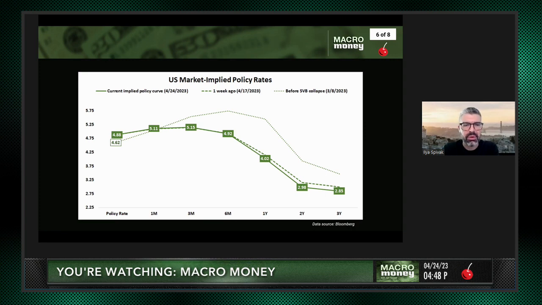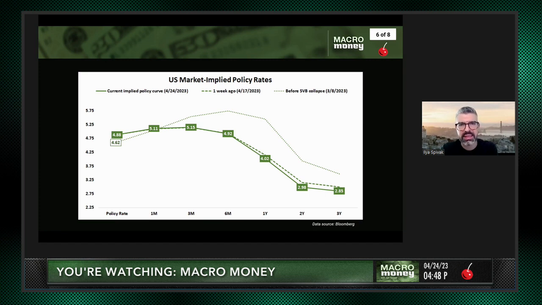So you can see the little dotted line there that's bulging above the others. That's where the curve was before the SVB collapse. So that's that run of good data that the U.S. saw in early February. That gave us a terminal rate at the time that was closer to 5.5%. You can see we've since significantly come in. And what we're looking at now is more like a terminal rate in the 5 to 5.25 range.